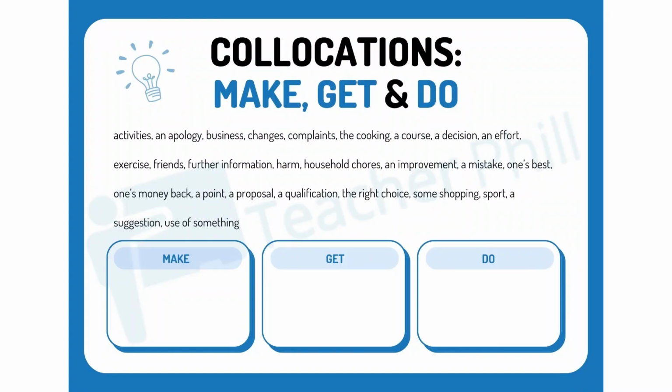So here you can see a whole list of nouns and a table with make, get and do at the top. First, take a few minutes to pause the video and put the nouns in the right categories to form correct collocations. Once you're done, continue the video to check your answers.